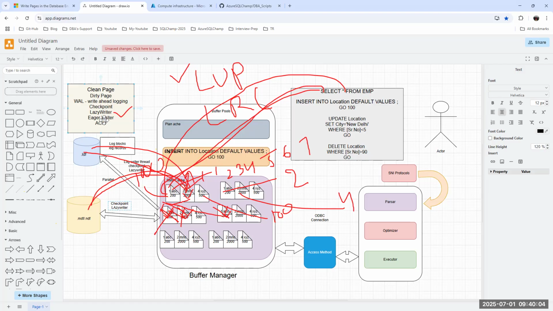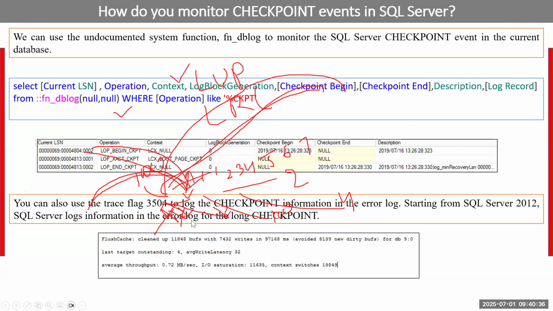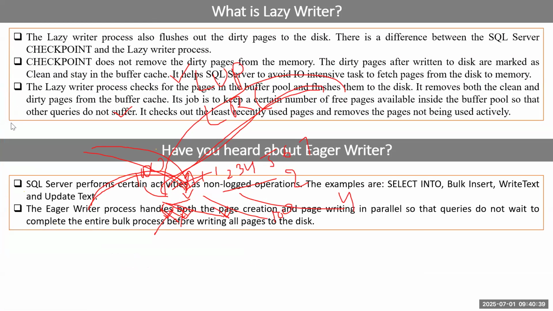Eager writer. What do you mean by eager writer? For example, when you are doing bulk operations, like inserting billions of records, modifying all that stuff in bulk, in the background the eager writer helps, sir, to improve the process when you are performing bulk operations.